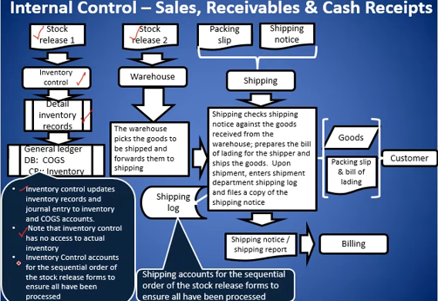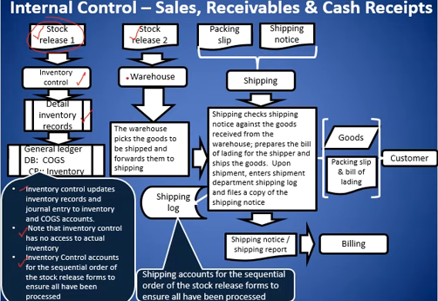Inventory control accounts for the sequential order of the stock release forms to ensure that all those stock release forms have been processed. If we're missing stock release forms out of the sequence, that means we've got to go back and find them, because those items for some reason are missing and we need to find out where they are so they can be recorded or otherwise accounted for. Now we go on to stock release number 2.